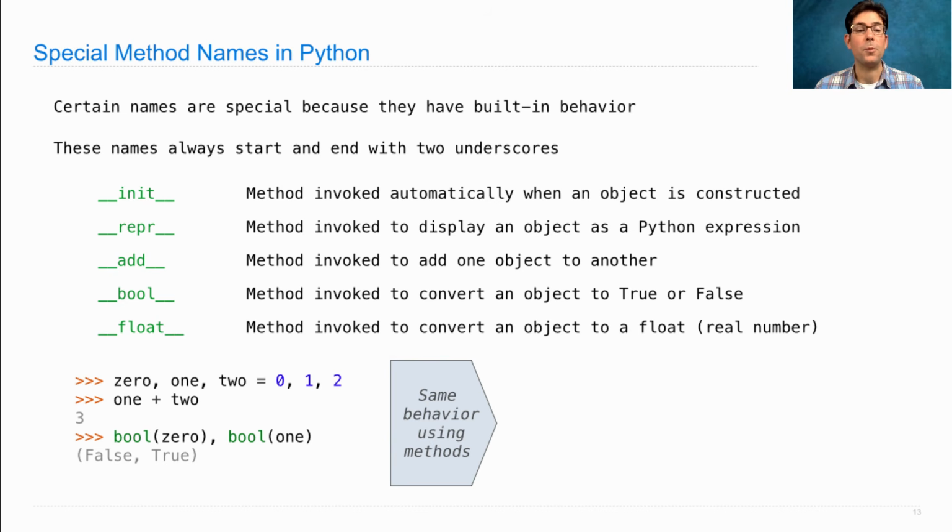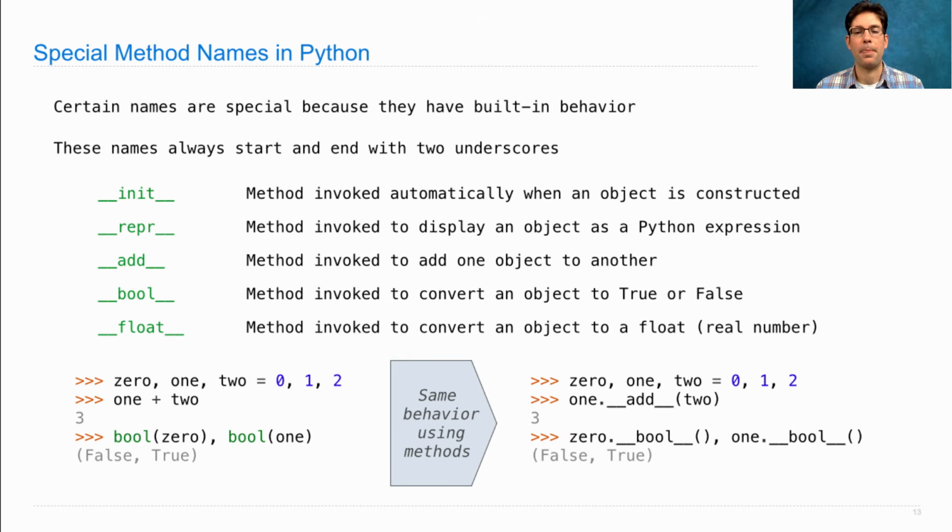Now, it's possible to rewrite this entire sequence of statements. I could say 0, 1, and 2, and then add 1 and 2 together using the special method name. Or convert 0 and 1 to Boolean values using that special method name. So there's a correspondence between built-in pieces of syntax and built-in functions and these special method names that actually do the work. It's another example of using an interface in order to allow user-defined objects to interact with the built-in systems within Python. So Python is very extensible.